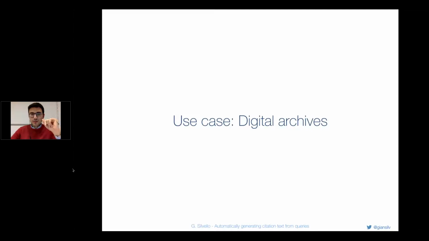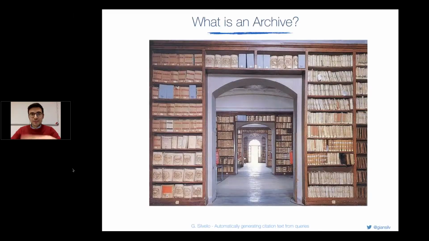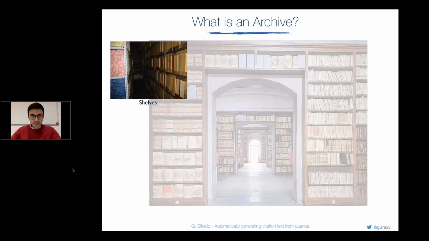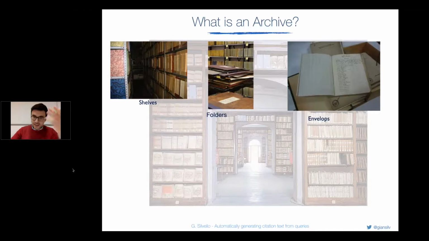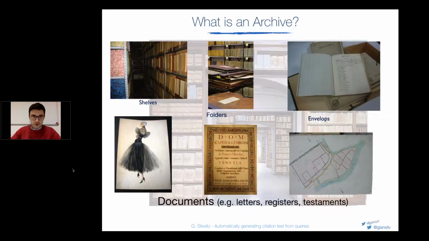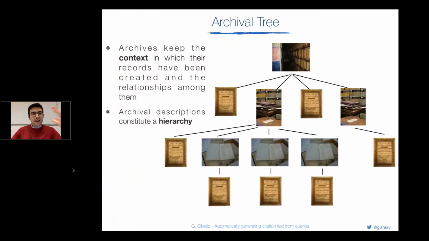So let's see what we mean as an archive. An archive is a complex structure composed by shelves. One shelf has folders, each folder has envelopes, and in envelopes we have documents and so on. So basically an archive has a tree structure, and this hierarchy is used to maintain the relations between all the documents within the archive and keep the context.